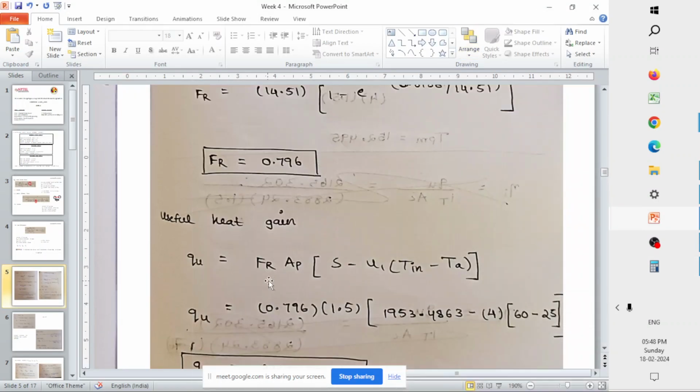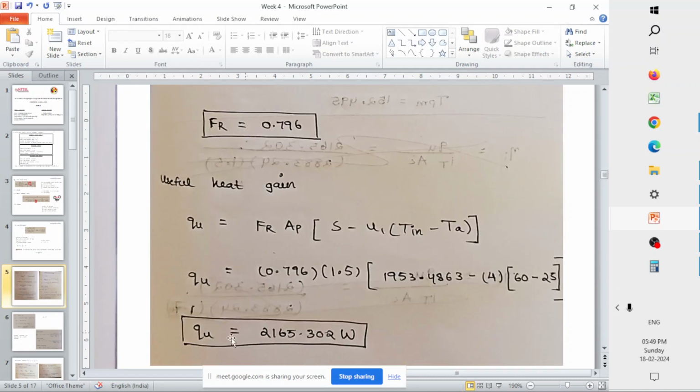So this is your useful heat gain, that is, the heat gained by the fluid which will actually be used for your application. You can see the difference between your ITS and QU, how much the value was initially and how much it got reduced to. So that's why in the case of the flat plate collector, compared to the parabolic collector, the efficiency will be less. The amount of solar radiation that gets absorbed by your flat plate collector and is in turn used for your application will be significantly reduced.